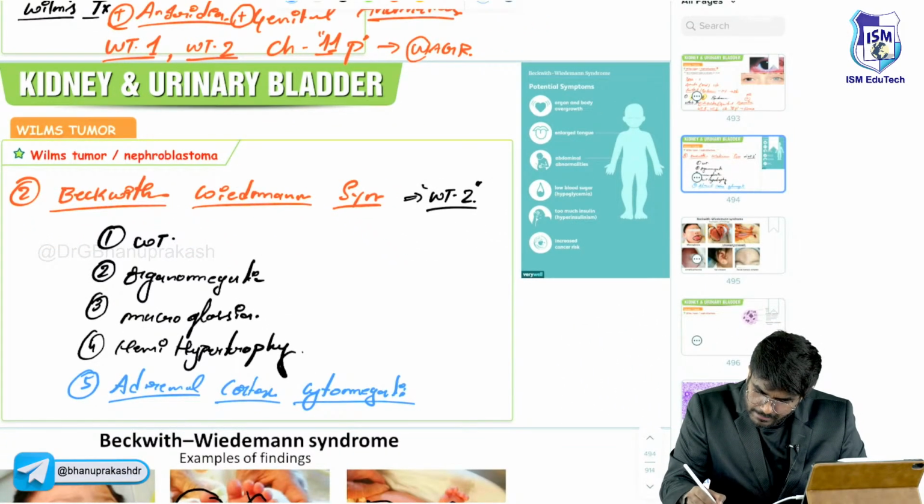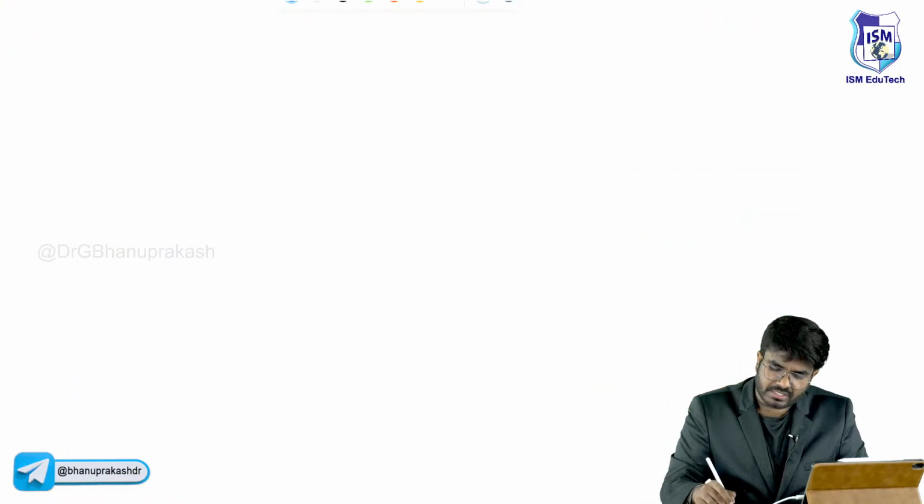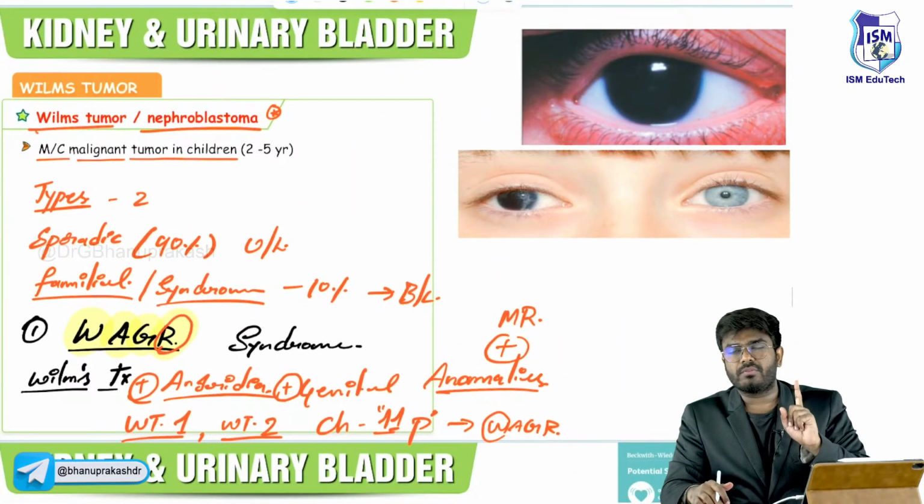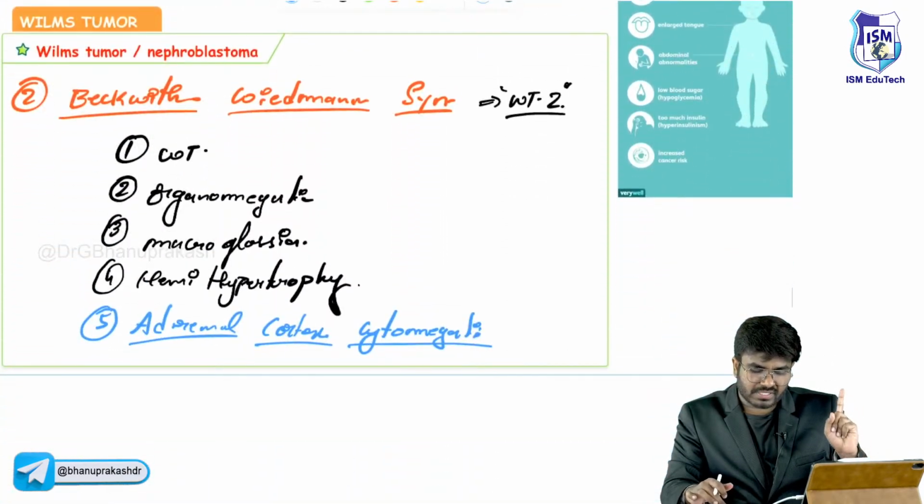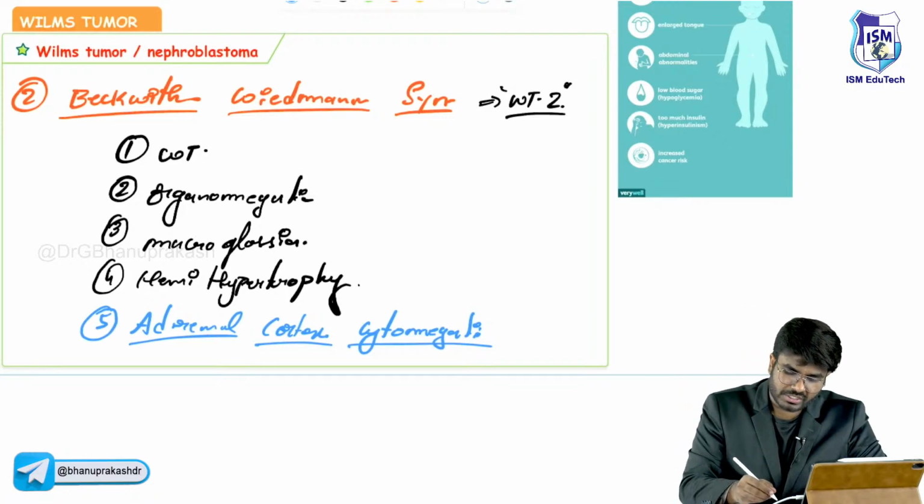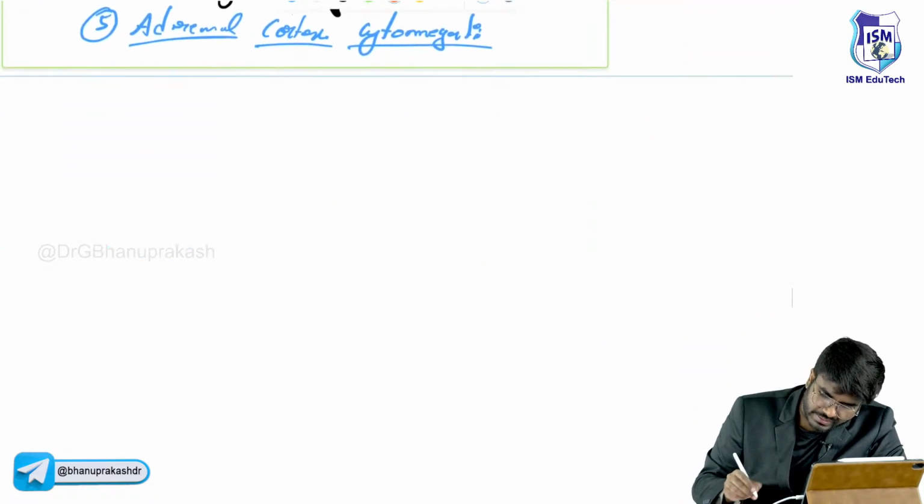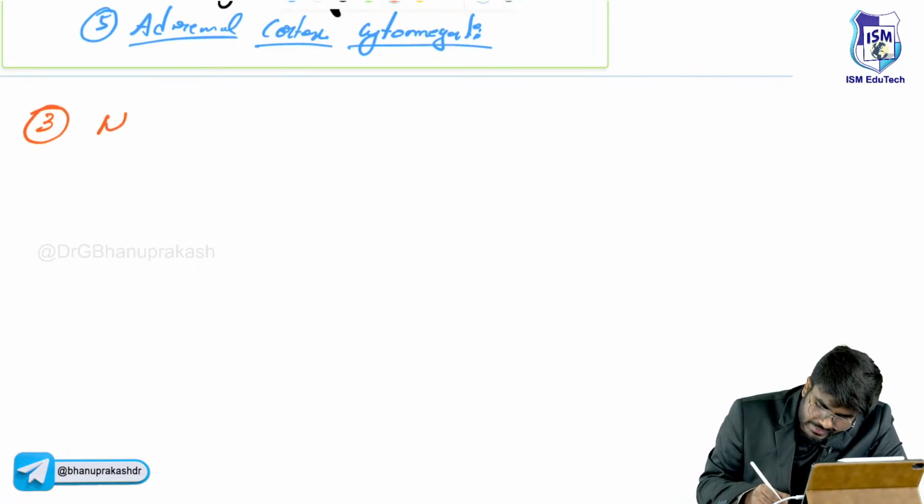Add one more slide. Sir, is there any other condition which is associated with the Wilms tumor? One condition which is associated with the Wilms tumor is WAGR syndrome. The second condition is Beckwith-Wiedemann syndrome. And the third and last condition associated with Wilms tumor in children is Denys-Drash.